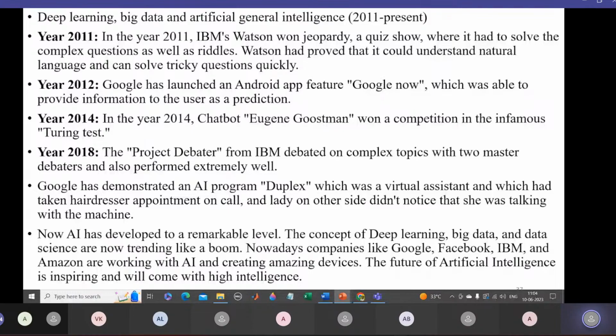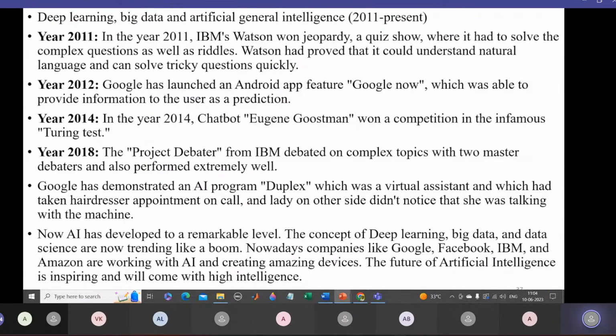And in 2012, Google launched an Android app, Google Now, which can provide information to the user as a prediction. And then 2014, Eugene Goostman, a competition in the famous Turing test. In 2018, you have Project Debater, that can debate on complex topics.